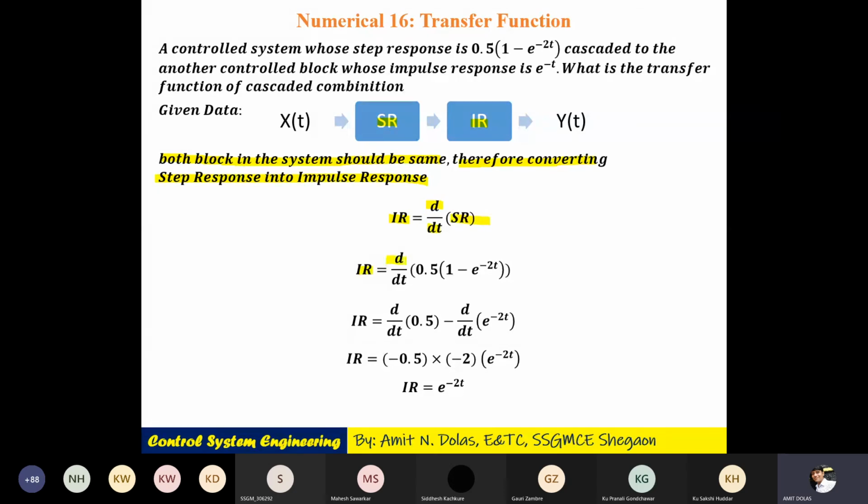So impulse response is d by dt of, this is the step response, 0.5 into 1 minus e raised to power minus 2t. So d by dt of 0.5 minus d by dt of e raised to power minus 2t. So it comes minus 0.5 into minus 2 into e raised to power minus 2t. So minus minus get cancelled, 2 into 0.5 will be 1. So impulse response will be e raised to power minus 2t.